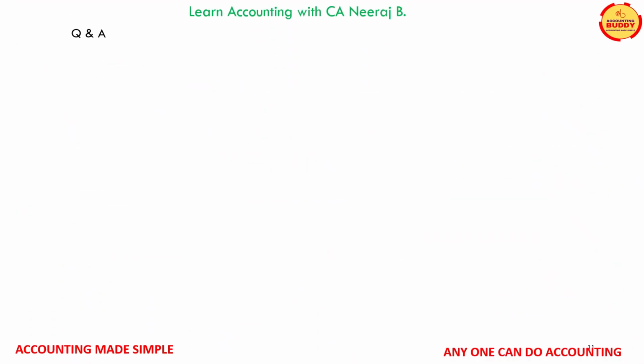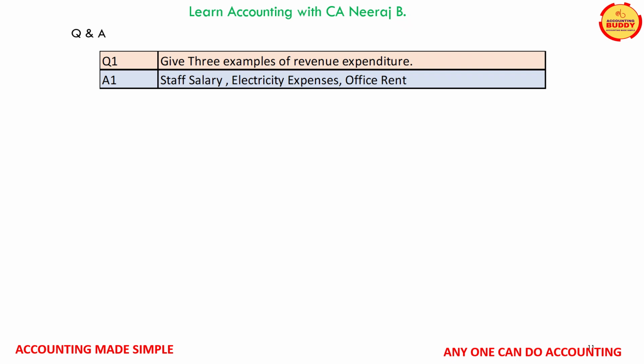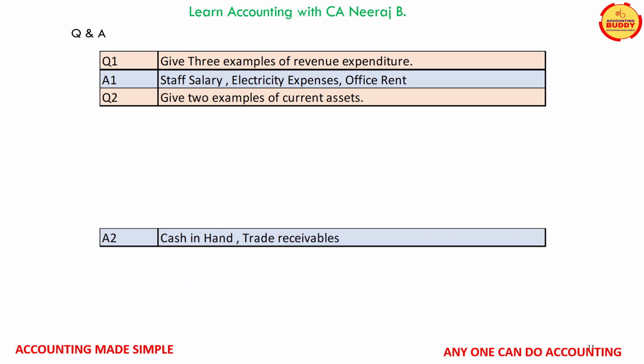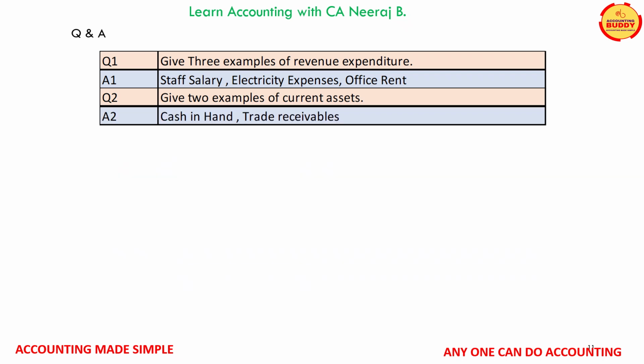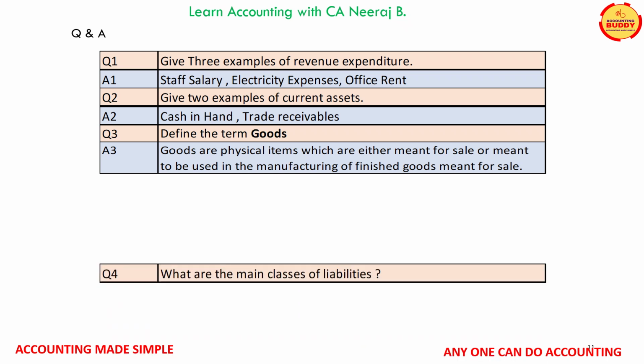Let us now answer a few questions related to our learnings of chapter 2 part 2. Question number 1, give 3 examples of revenue expenditure. The answer is staff salary, electricity expenses and office rent. Question number 2, give 2 examples of current assets. Cash in hand and trade receivables are current assets. Question number 3, define the term goods. Goods are the physical items which are either meant for sale or are meant to be used in the manufacturing of the finished goods which are meant for sale.